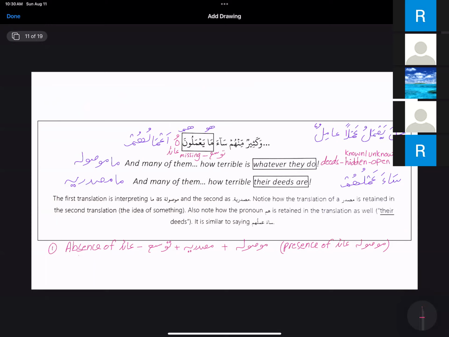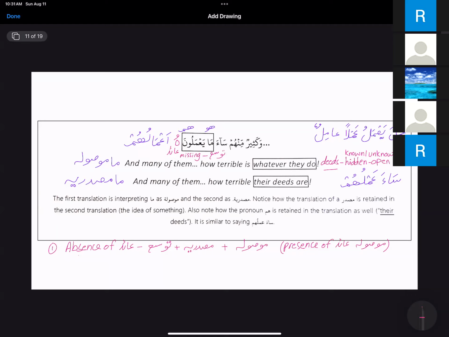Another example is sa'a ma ya'malun. Same here, ma has hua, but the aid is not there. Ma ya'maluna hu is what it is supposed to be, but it is missing. So now we can take this ma as a ma mawsula, as well as ma masdariya. What is the benefit out of it? When we say ma mawsula, the translation would be many of them, kathirun minhum: how terrible is whatever they do. And now the aid is missing, meaning whatever they did publicly, or whatever they hid from the public.